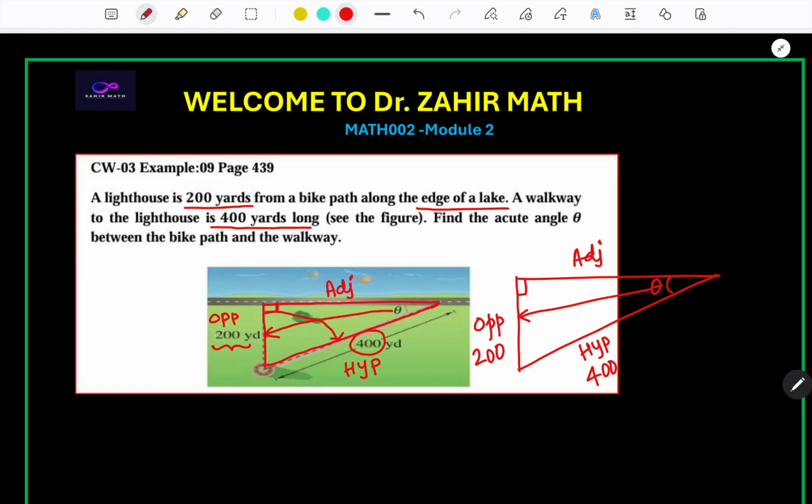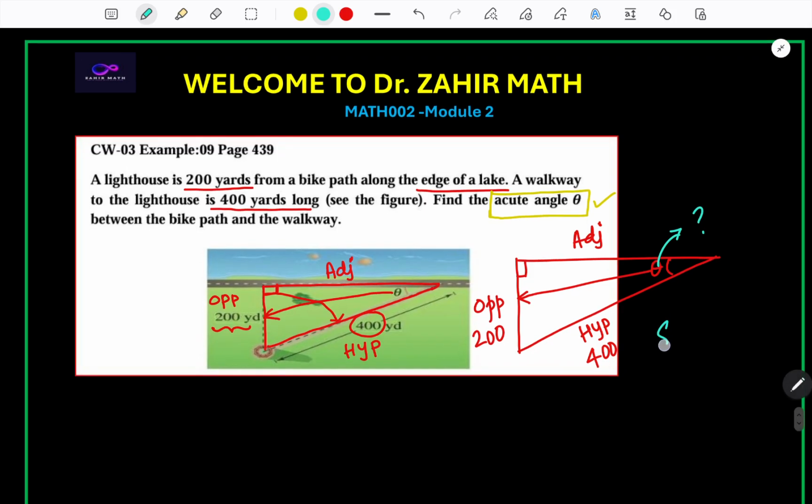Find the acute angle. So what is the question? They are asking you to find the acute angle theta. Acute means less than 90 degrees. They are asking theta between the bike path and walkway. It means you are going to find this theta. But what is this theta, teacher? I didn't study theta, I just studied sine theta, cosine theta, tan theta. So which theta do I need to find?